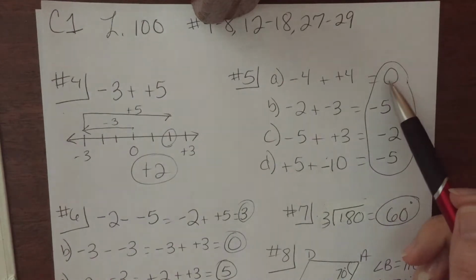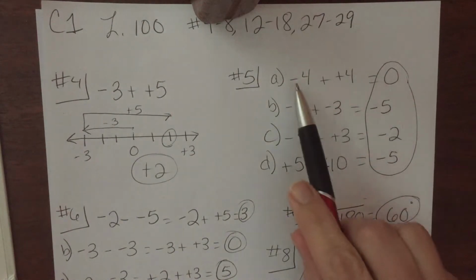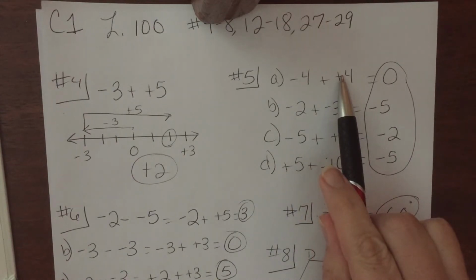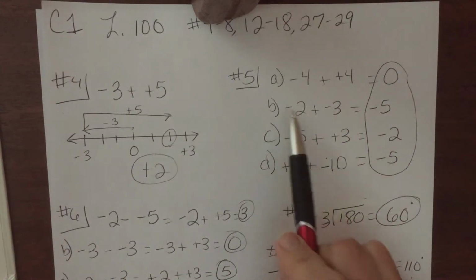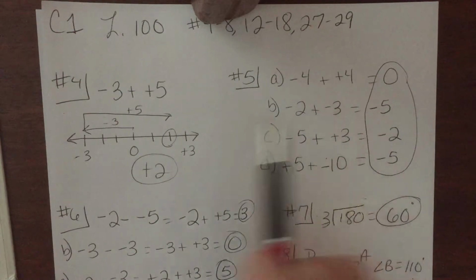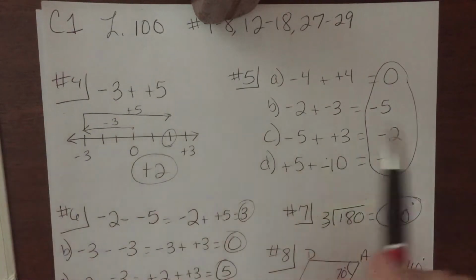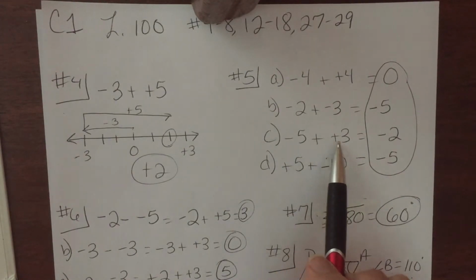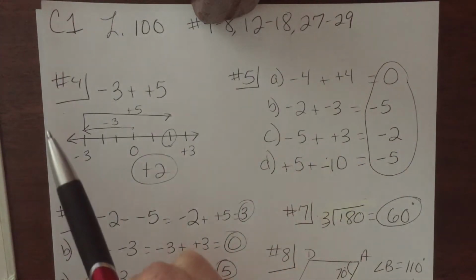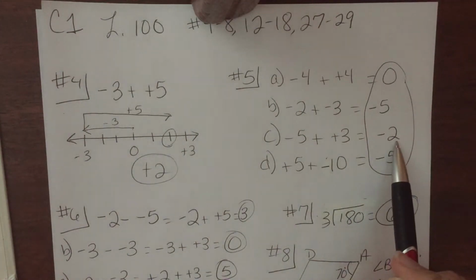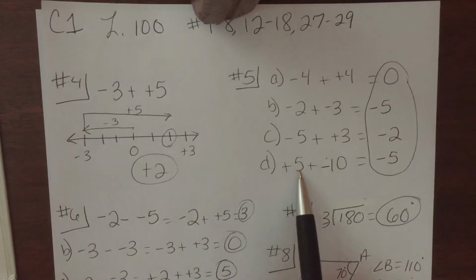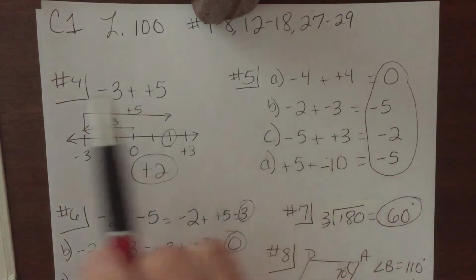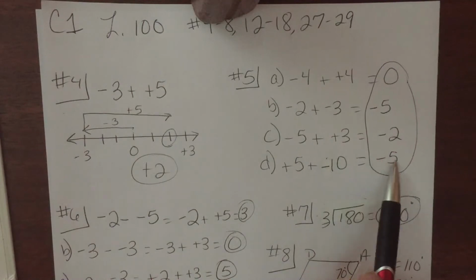Number 5, we had to add these signed numbers. A -4 plus a +4, these are opposites, so opposites add up to 0. -2 plus a -3, I go -2. I'm going to go 3 more in the negative direction, that takes me to -5. -5 plus a +3, I go to the left 5, I come back to the right 3, that takes me to -2. +5 plus a -10. I start at 0, go to the right 5, go to the left 10, that takes me to -5.